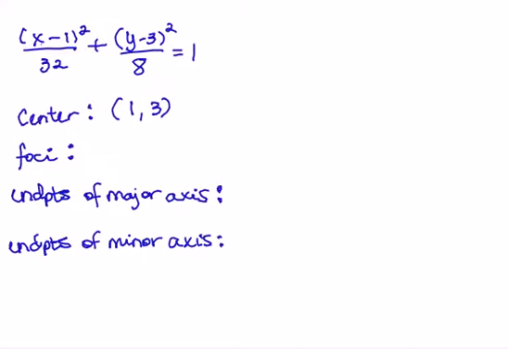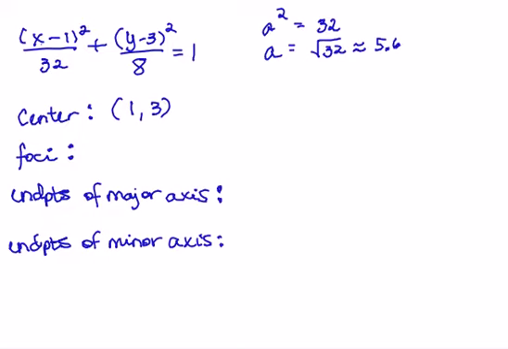The major axis, that of course is going to be the longer axis. And its length is going to be 2 times the square root of the 32. So that's the bigger number, the larger denominator that we have up there in our standard form. So that means that our a squared is equal to 32, and a is going to be the square root of 32, which is approximately 5.6.